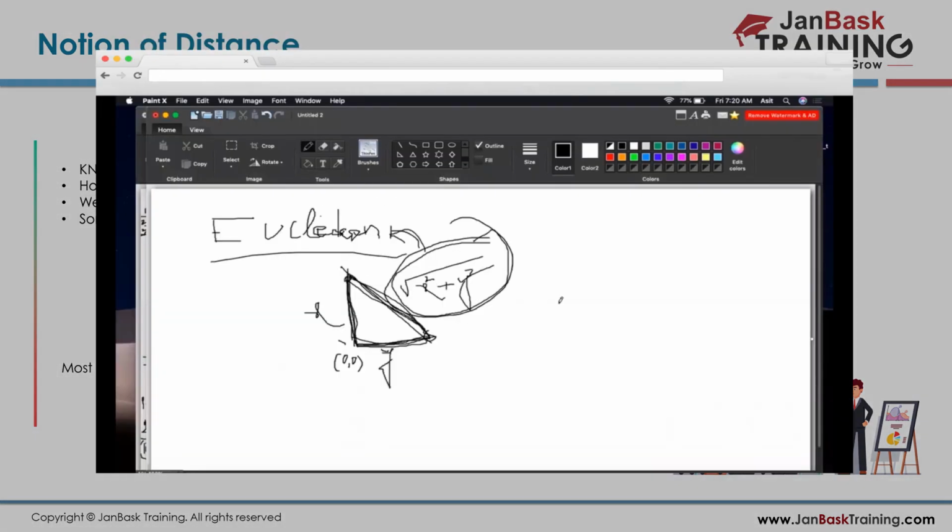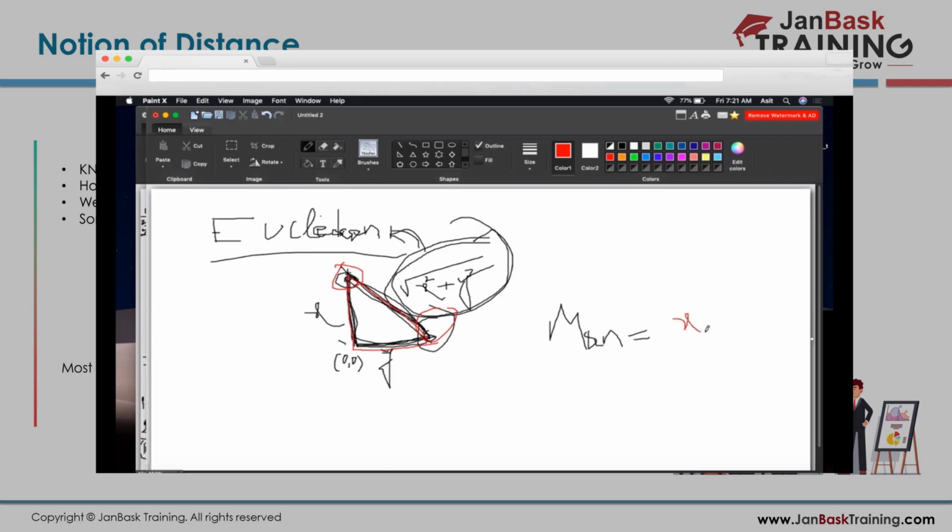Let me explain. One distance is Euclidean, and the other is Manhattan. It's also called the city block distance. Look, you have to go from this point to this point. One can go by the shortest distance, or one can follow this path also, right? He will come here, then go here. That is called Manhattan distance.